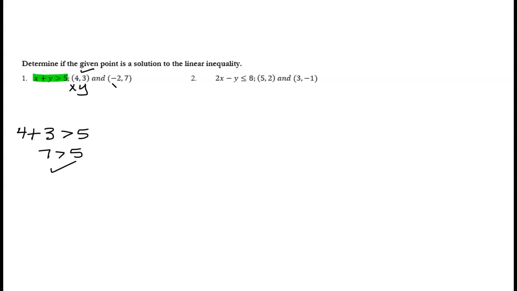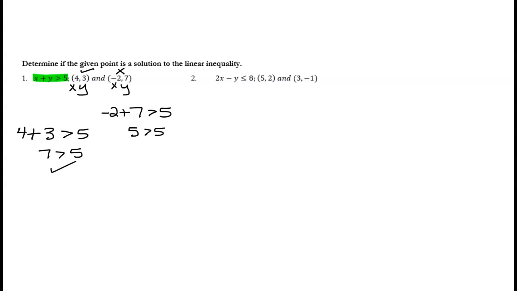Now let's try this next one. This is x and this is y. So negative 2 plus 7 is greater than 5. So that's 5 is greater than 5. Is 5 actually bigger than 5? It's not. It has to be equal. And because it doesn't have that equal sign, this one does not work.